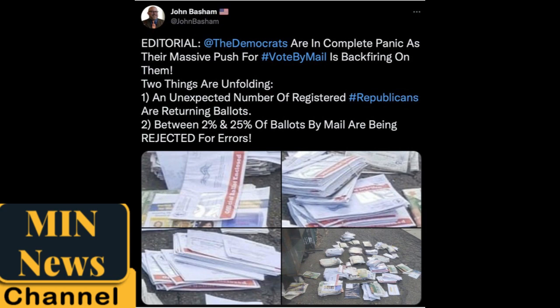Bari Weiss, editor of the Free Press and host of Honestly podcast, speaks at the 2022 Milken Institute Global Conference in Beverly Hills, California, U.S., May 3, 2022.